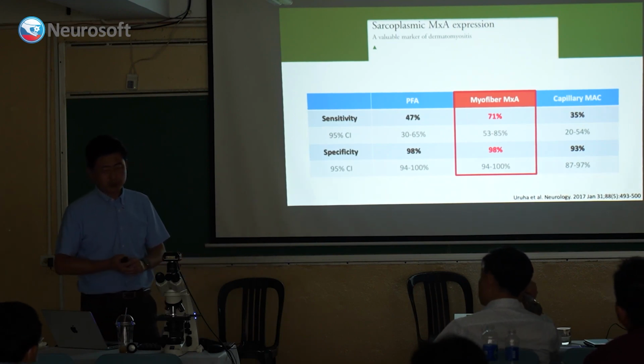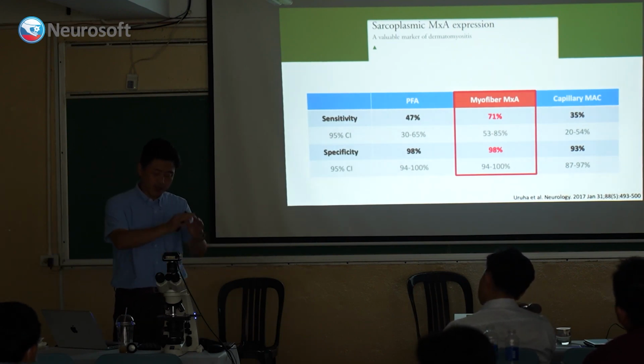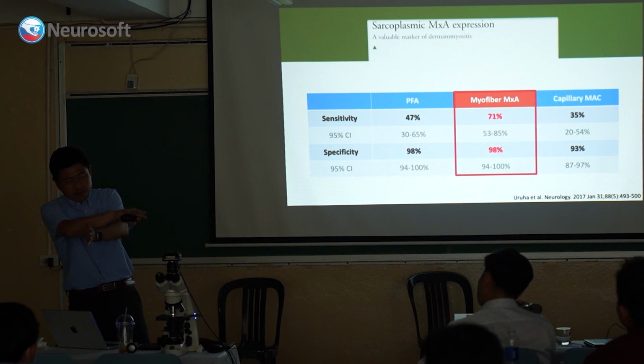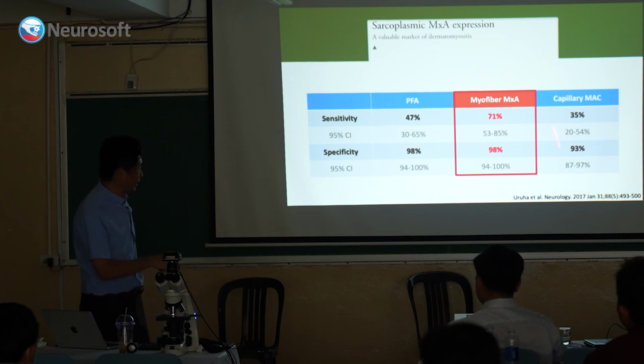This is most likely because perivascular atrophy is localized, but MxA expression is probably wider. That's why if you do a muscle biopsy, even if you don't have perivascular atrophy, you sometimes see MxA expression. This is why you can have higher sensitivity.